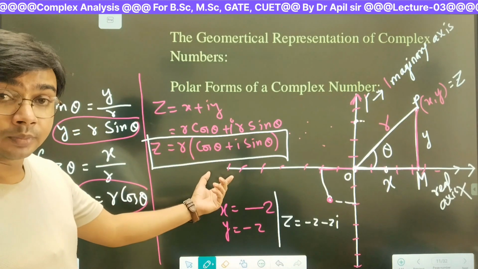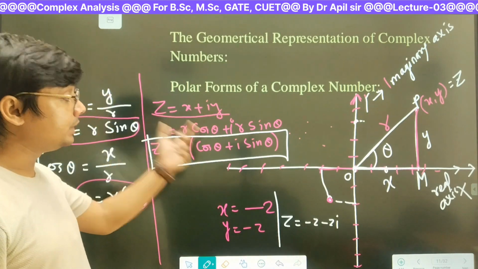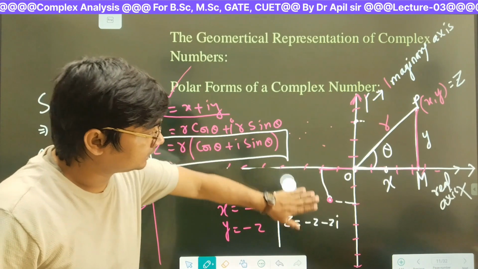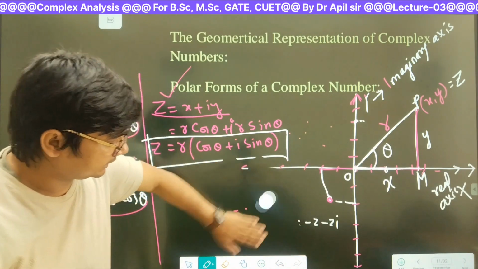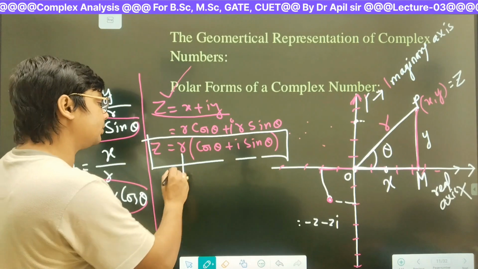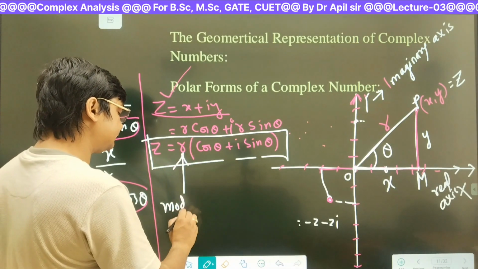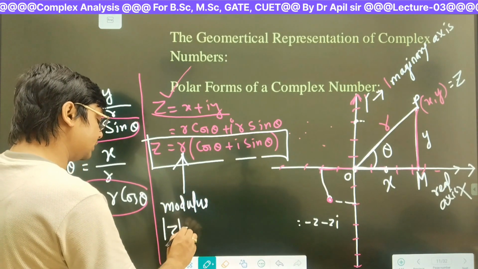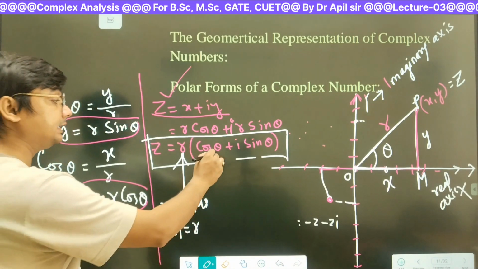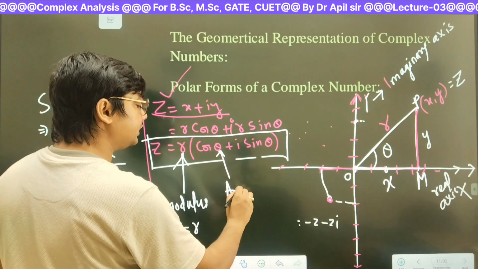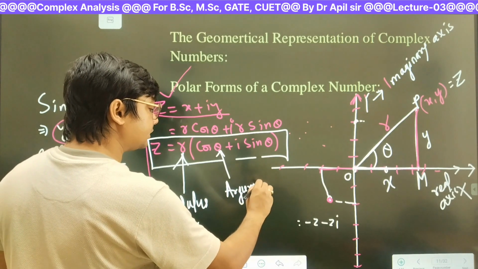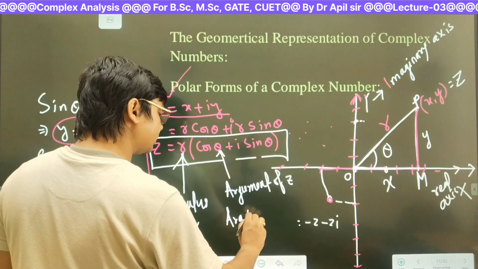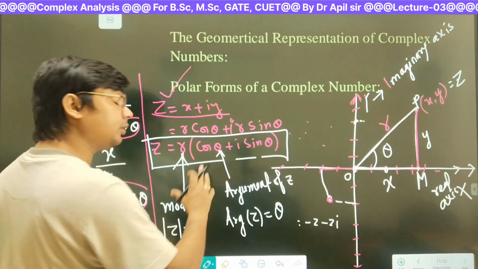So this is another form of this complex number, which is actually called the polar form of the complex number, right? And in this polar form, this r is called modulus. This is called modulus of this complex number, and it is denoted like this, mod of z, right? And this theta is called argument of z, or simply we denote it like this, arg z, and argument of z is nothing but theta.